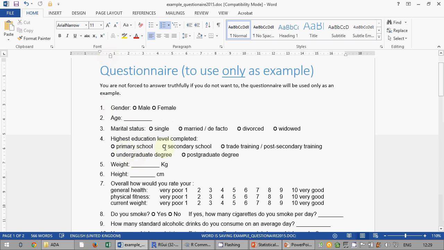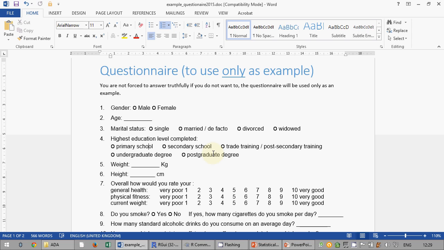Highest education level completed. Okay, primary school, secondary school, trade training, post-secondary, undergraduate degree, postgraduate degree. This is the bachelor and this is the master. Well, this is an ordinal variable. There is an evident order in these variables.